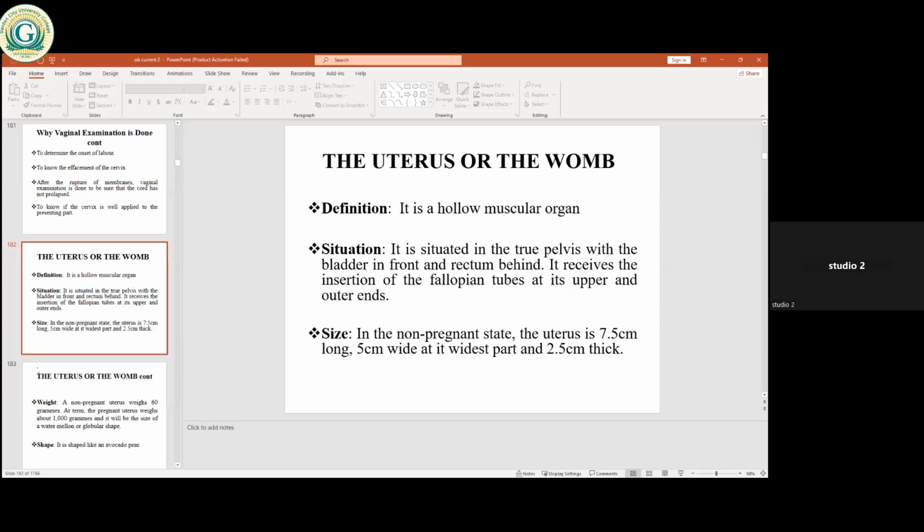Yes. Yeah, the uterus is a hollow organ. If you want to know the uterus, then just pick a pear, the fruit, pear. It's just like that. The main body of the uterus and the cervix. All right, so this uterus is situated in the true pelvis. This uterus is situated in the true pelvis.